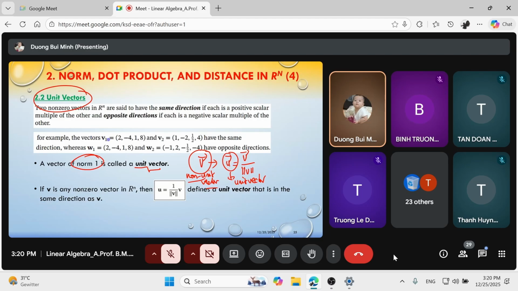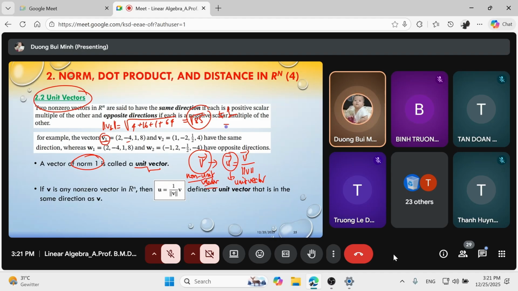For example, here, this is v1. When we calculate the norm of v1, what do you get? 2 squared is 4, 4 squared is 16, 1, and 64. So 65 plus 20, you get 85. Okay, so this is different from 1. So vector v is a non-unit vector.